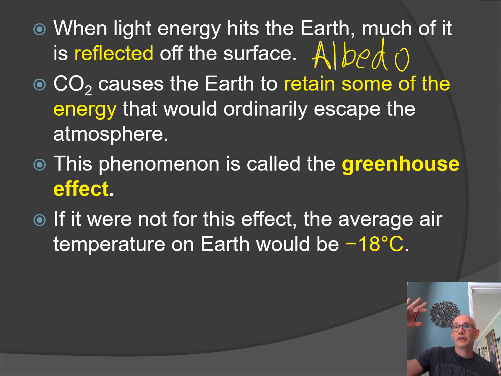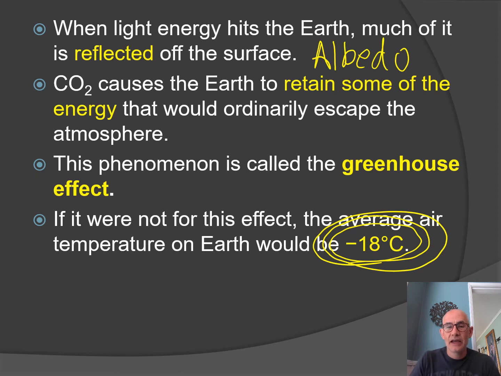On the planet, the light comes through and the heat is trapped by the atmospheric gases. If we did not have that, the average air temperature on the Earth would be negative 18 degrees Celsius. That's the average. That is really cold. So the greenhouse effect is critical for life to happen on the planet.